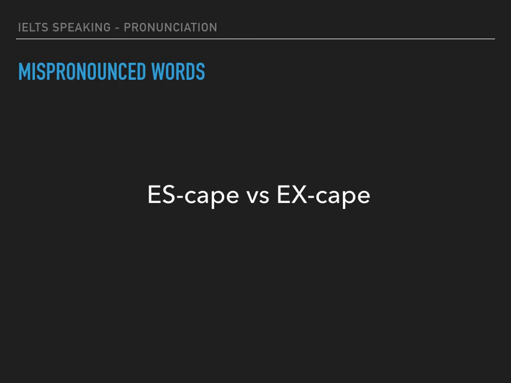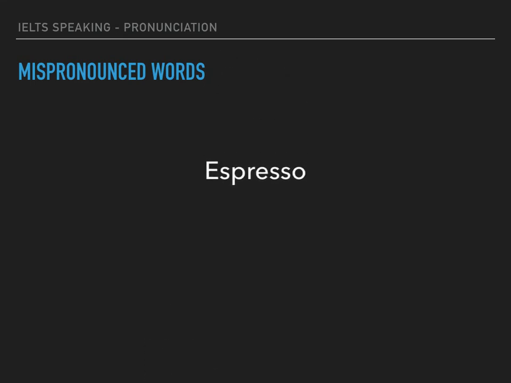Okay, so another mispronounced word would be escape. So it's commonly mispronounced even for native speakers. So you want to remember it's ESS, escape, instead of escape. So a commonly mispronounced word would be espresso. You don't want to say espresso, but espresso. So these are the 2 most commonly mispronounced words, and I'm sure that if you pay attention to the th sound and the es sound, you would impress your invigilator.